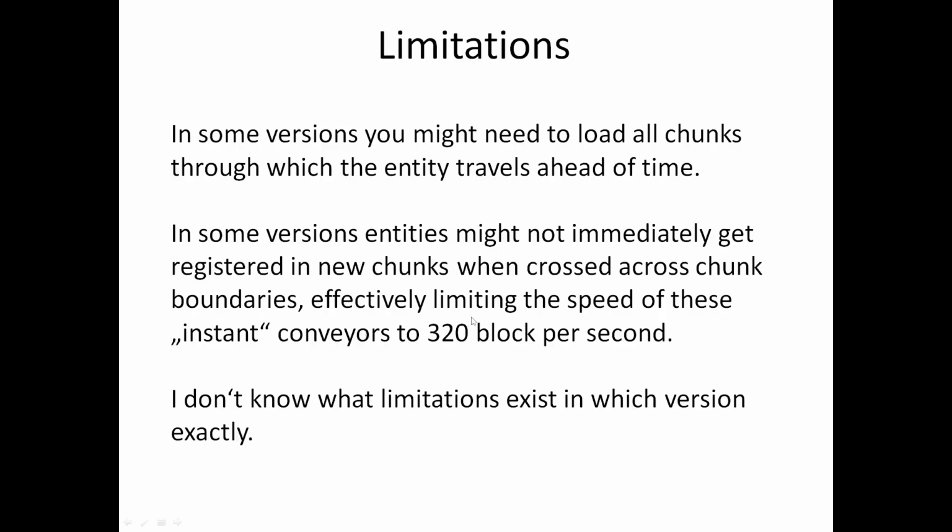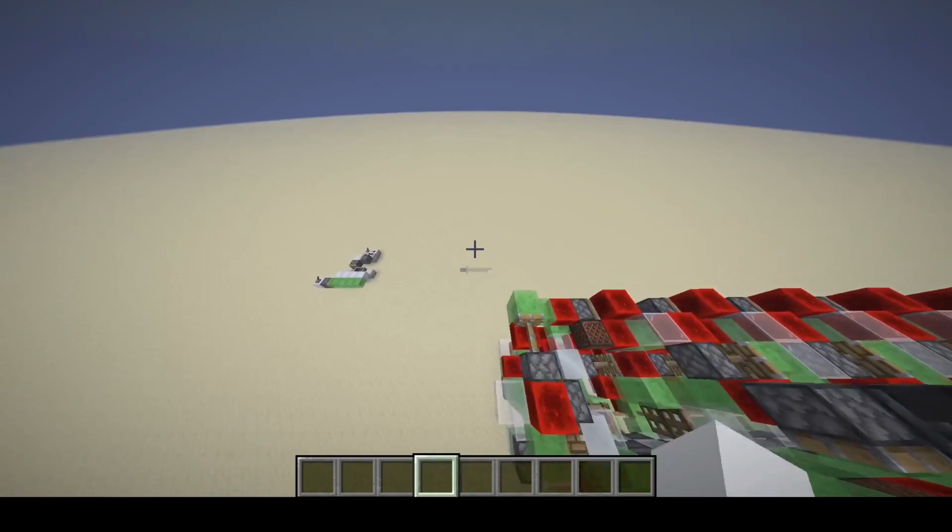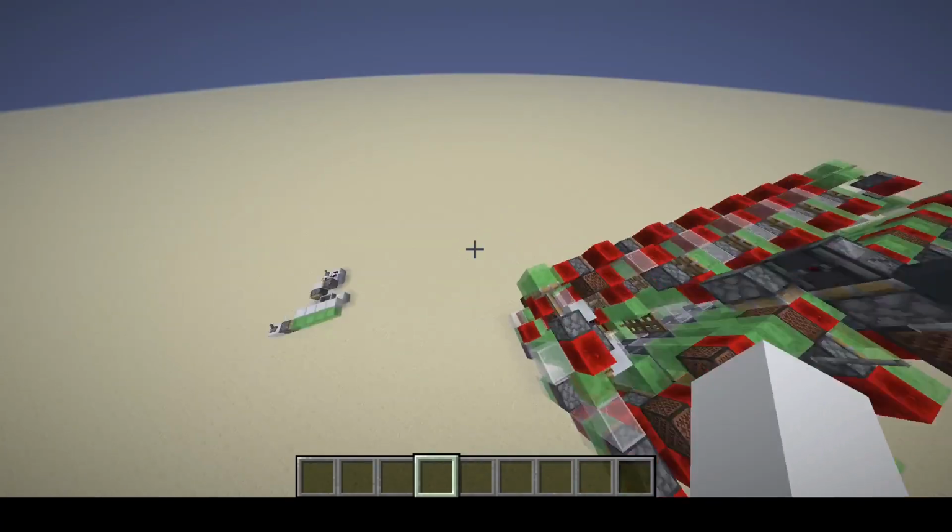And then in both versions, the speed of these instant conveyors is effectively limited to 320 blocks per second, unless you use other additional tricks, which I don't really know well. And I don't know in which version exactly what limitations you have, because these can change from version to version, so I will not go into this stuff. This is something you have to figure out yourself. And that's basically everything for this video.